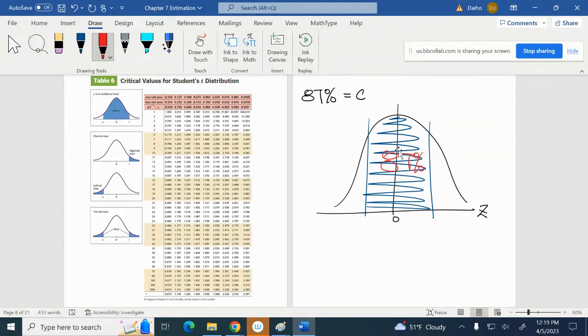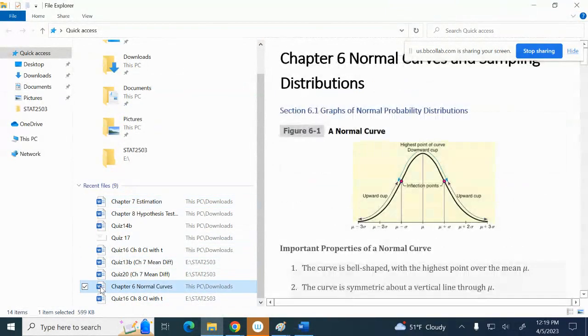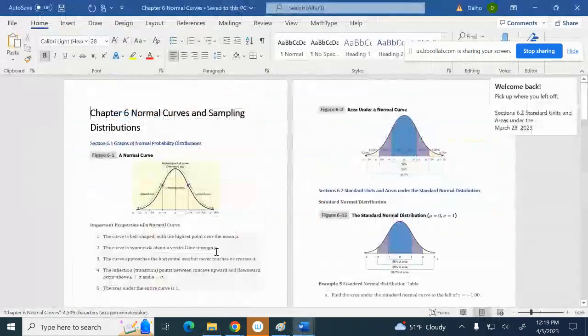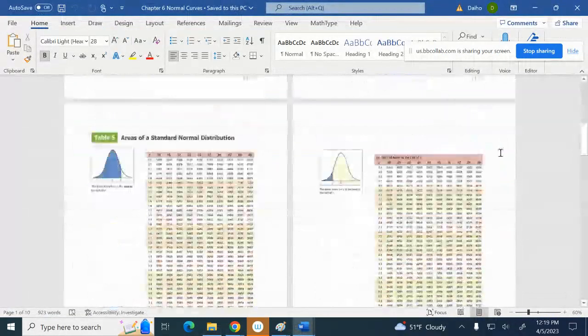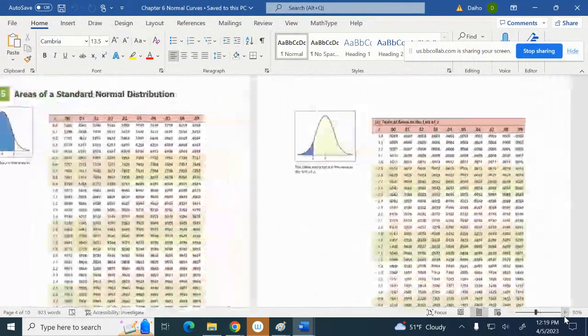6.5% will be 0.065. So I can say the left end has 0.065. So we have to look for the probability 0.065 in the Z table, right? So let me open chapter 6. Yeah, chapter 6. Please look at your Z table. Yeah, here's a Z table.